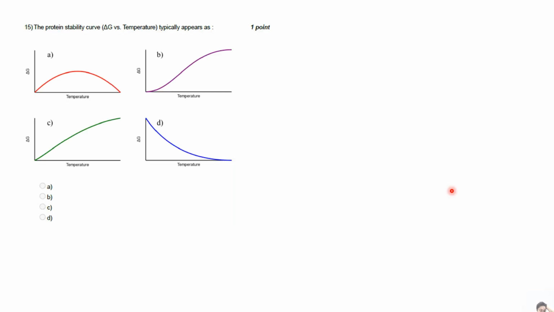So this is the first question. The protein stability curve, delta G versus temperature, typically appears as, and there are 4 options. If you see, there are 4 visual representations of graphs, A, B, C and D. You have to tell me which is the correct representation of the protein stability curve, delta G versus temperature. These are the 4 options.